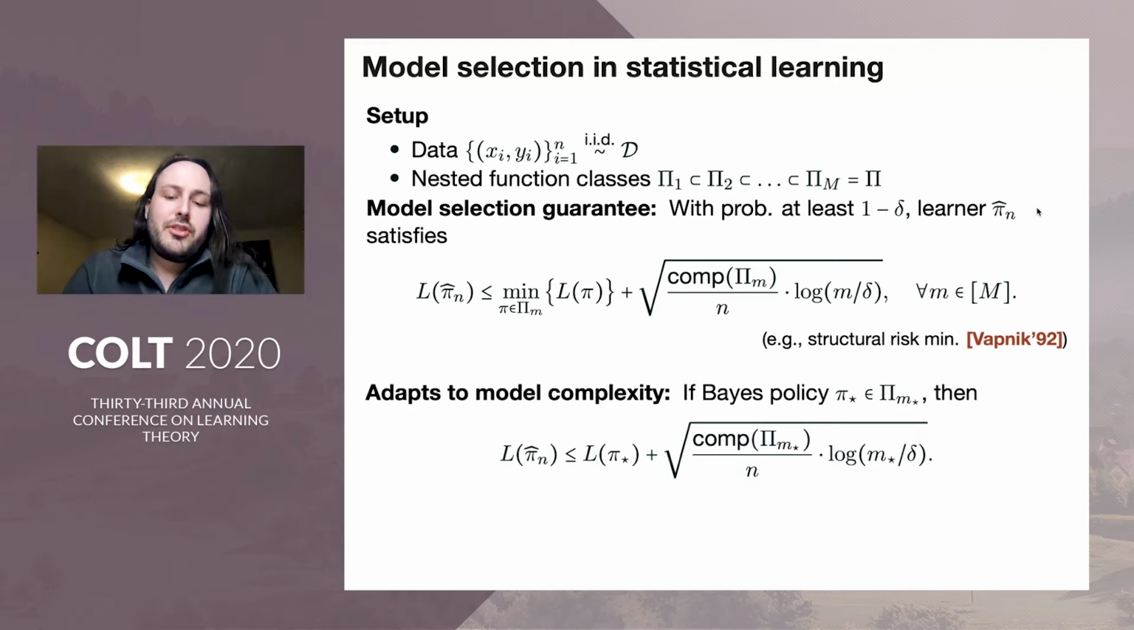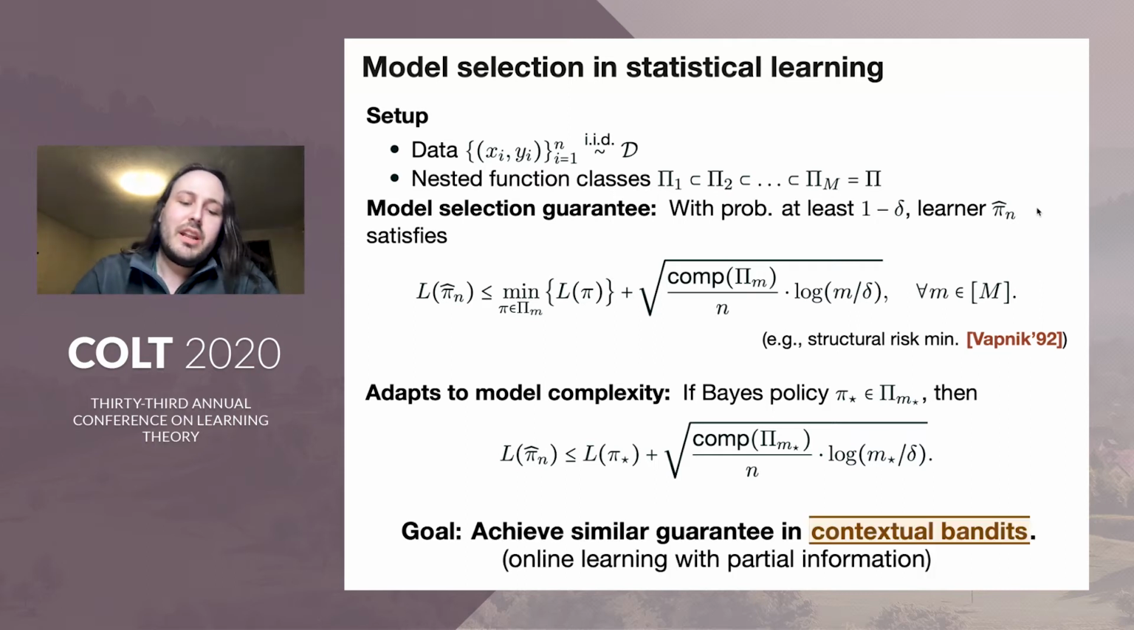In particular, what this ensures is that if our Bayes policy, or the optimal policy, lies in the m-star-th class, then our risk towards the best policy only depends on the complexity of the m-star-th class and log m-star. So in other words, we pay a little penalty, log m-star, to adapt to the complexity of the policy pi-star. And what we'd like to understand in this open problem is whether similar guarantees are possible for contextual bandits, which is an online learning setting with partial information.